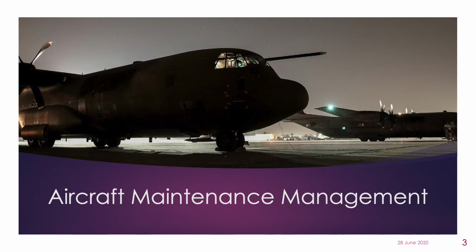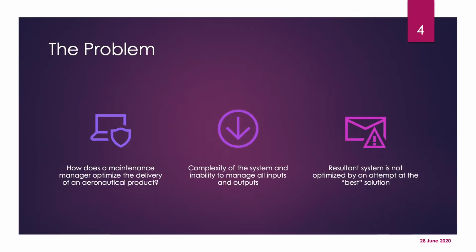While a maintenance organization should not be cutting corners to prioritize availability and reduce costs, this does happen and the resultant safety of the aeronautical product is jeopardized. With such an extensive network of internal and external organizations and interdependent processes, how does an aviation maintenance manager optimize the delivery of an aeronautical product?